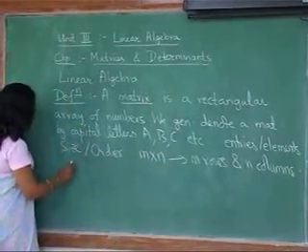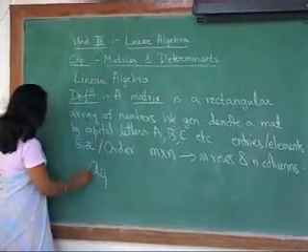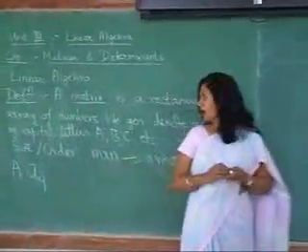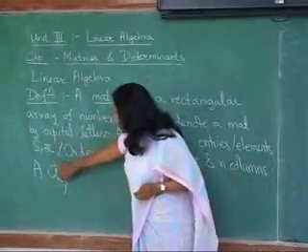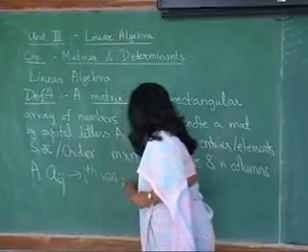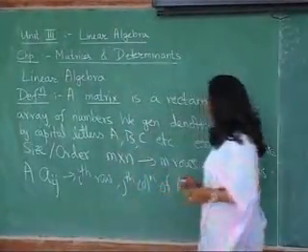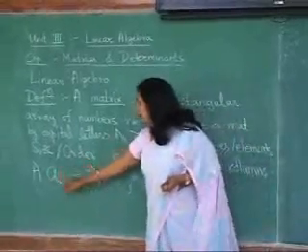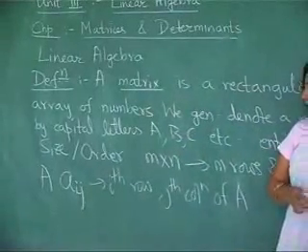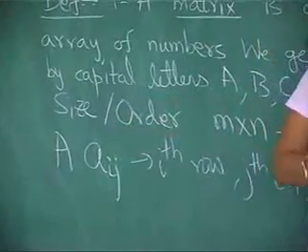And for the elements of a matrix, we use the notation Aij. So if my matrix is capital A, I will denote by Aij the element that is in the ith row and jth column of capital A. So Aij will stand for the element in the ith row and jth column of the matrix A. Here the first suffix stands for the row number, the second suffix stands for the column number.